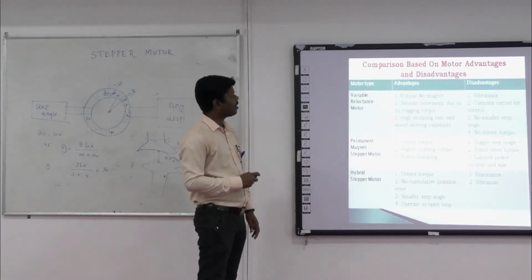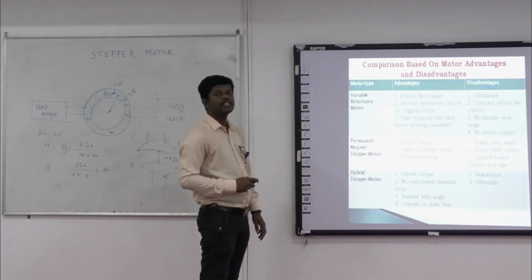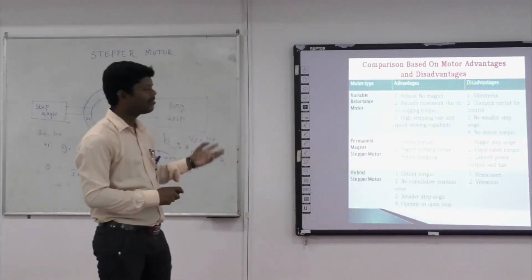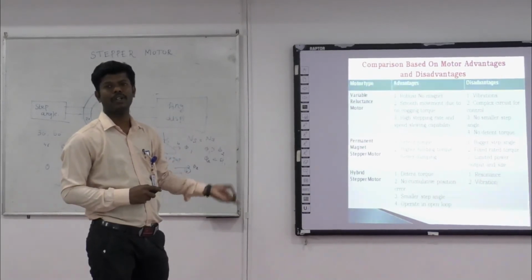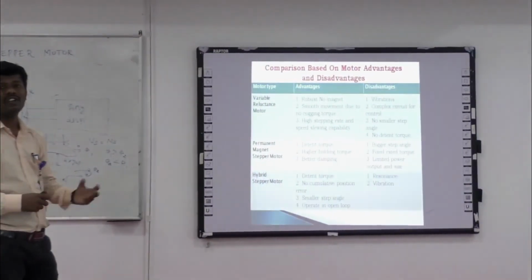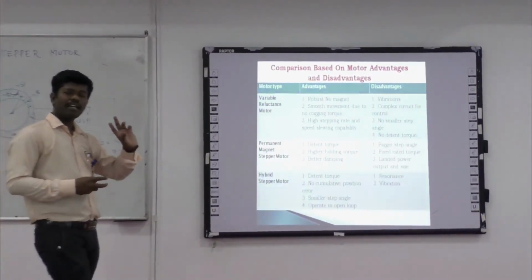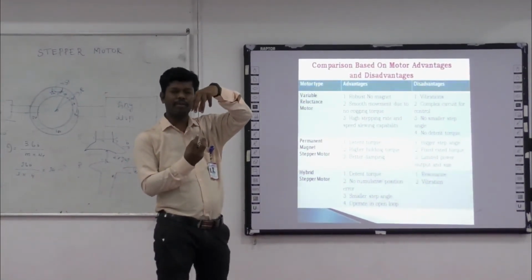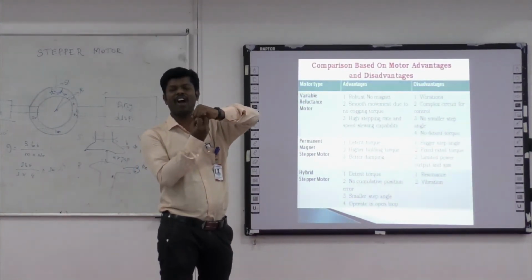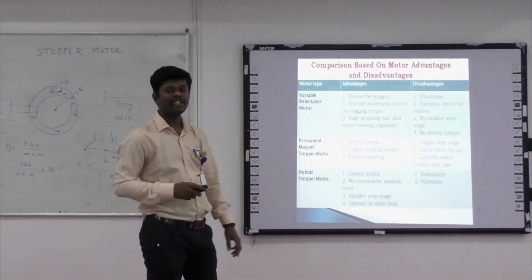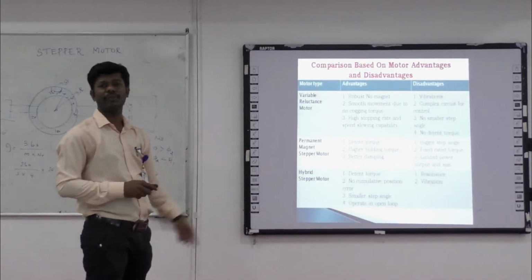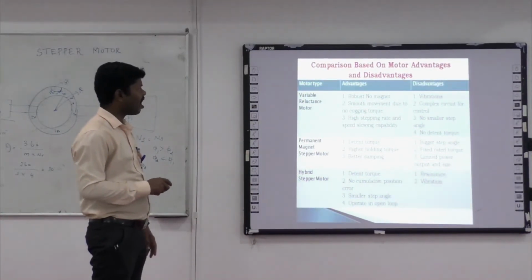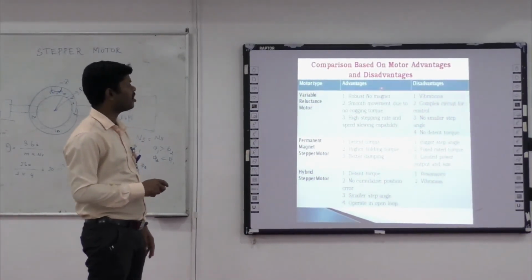For the variable reluctance stepper motor, one advantage is that there is no magnet, so the stepper motor runs smoothly. What is meant by cogging? There is no cogging. Cogging occurs mostly in induction motors, where this is the stator and this is the rotor. The magnetic flux locking effect in the stator is called cogging. To minimize cogging, damper winding is used in induction motors. There is no cogging torque effect in this advantage of the stepper motor.